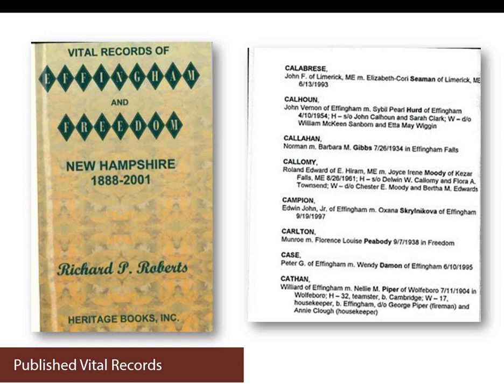So in this book published by Heritage Books by Richard Roberts, you can find vital records of Effingham and Freedom, New Hampshire from 1888 to 2001. That's even later than most of the records that you could actually look at the Vital Record Office. So in this case, a published history may be something you want to have on your shelf. In this case, they're giving you 21st century records.